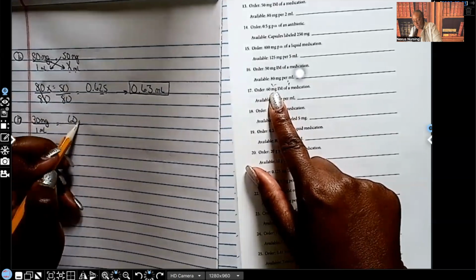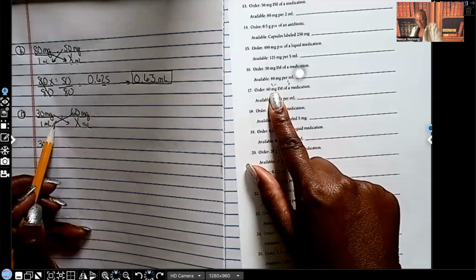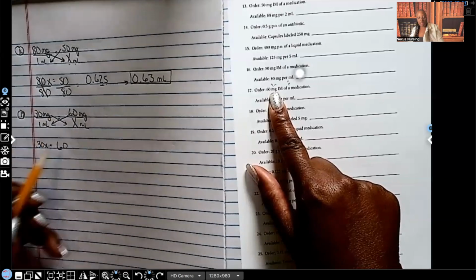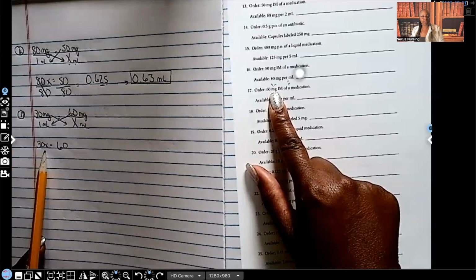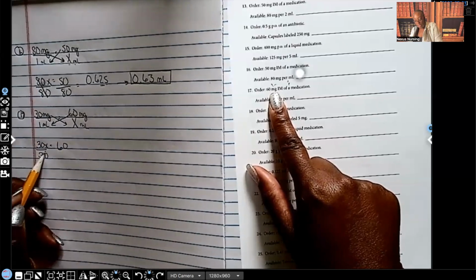Am I going to put my 60 milligrams on top or on the bottom? It's going to go on the top because remember, the units always have to match. So I'm going to put 60 milligrams on the top, and I'm solving for X mLs. Now that our problem is set up, we can cross multiply. 30 times X equals 30X, and 60 times 1 equals 60. I got to get X by itself, so I'm going to divide both sides by 30. 30 goes into 60 2 times.